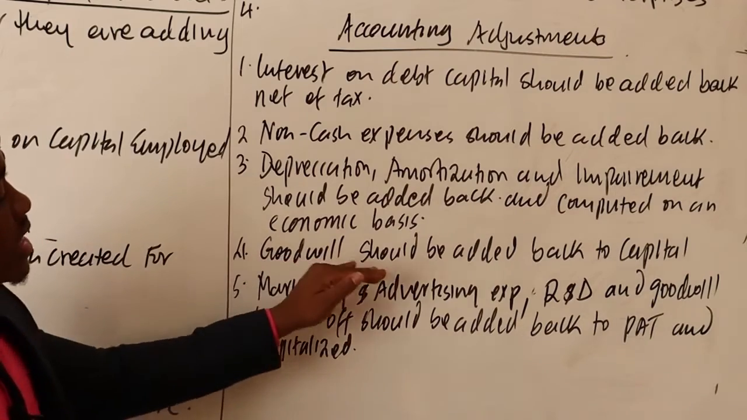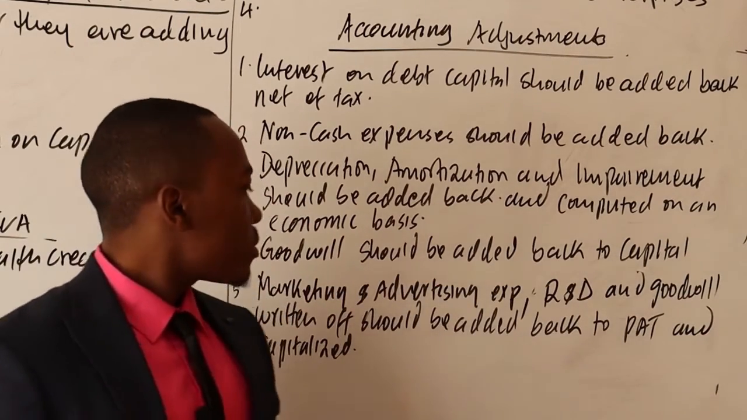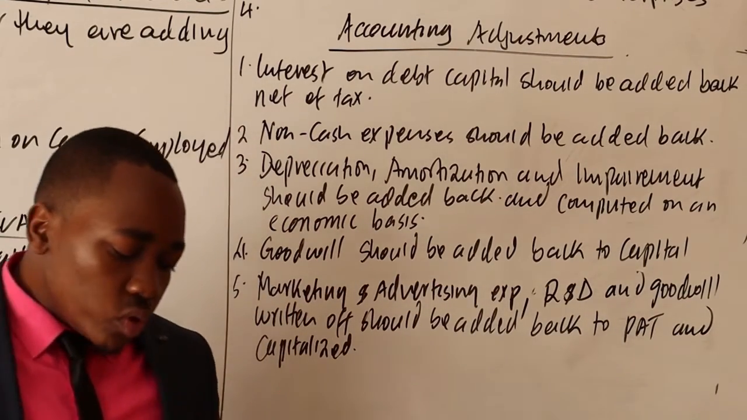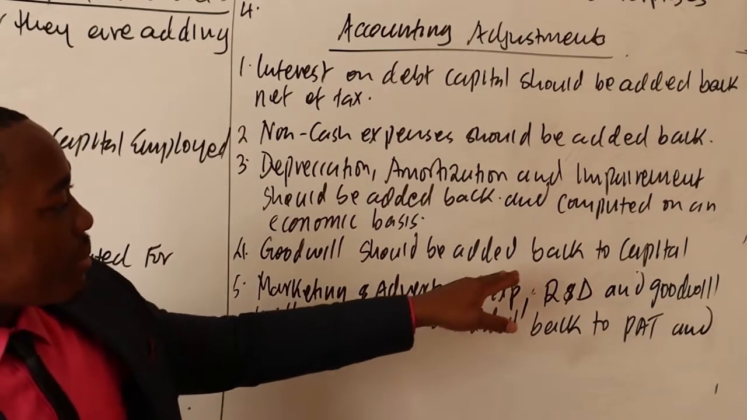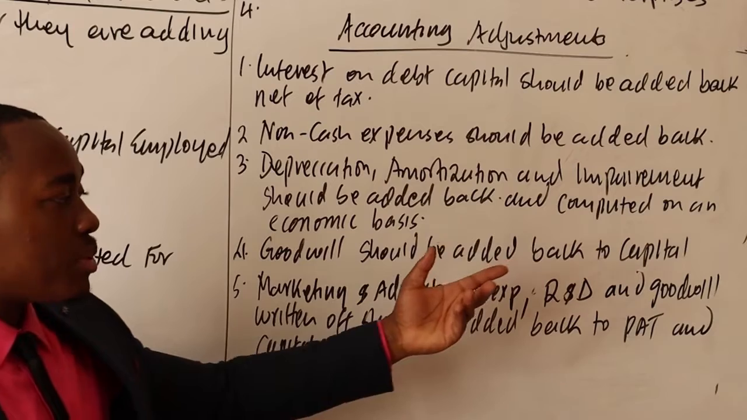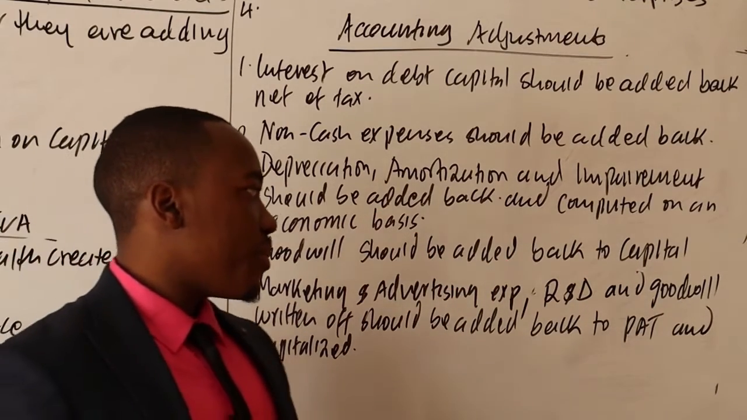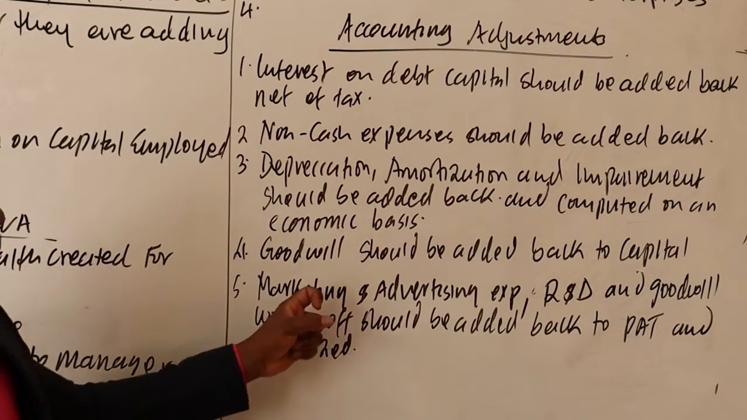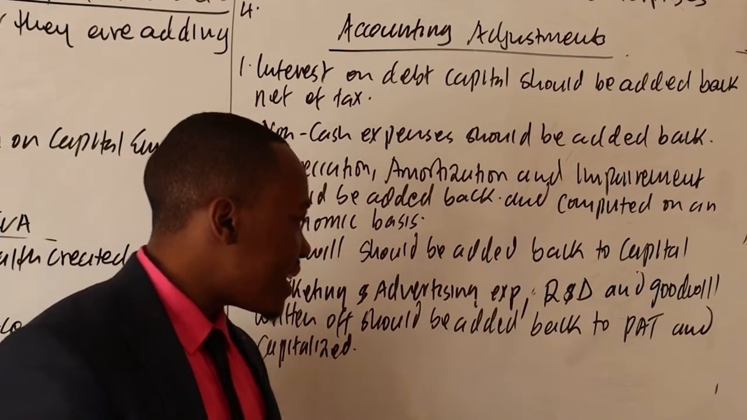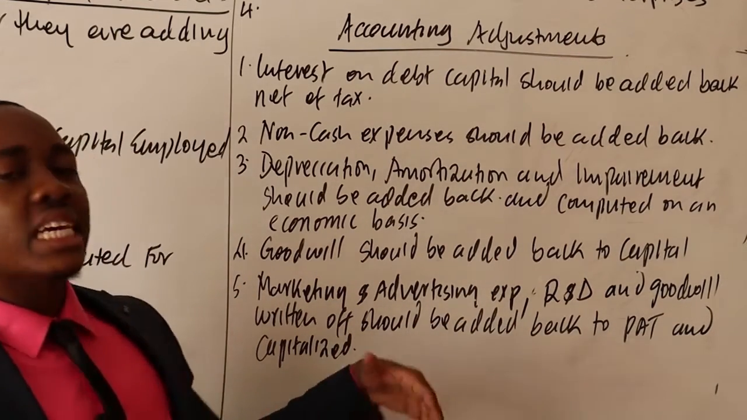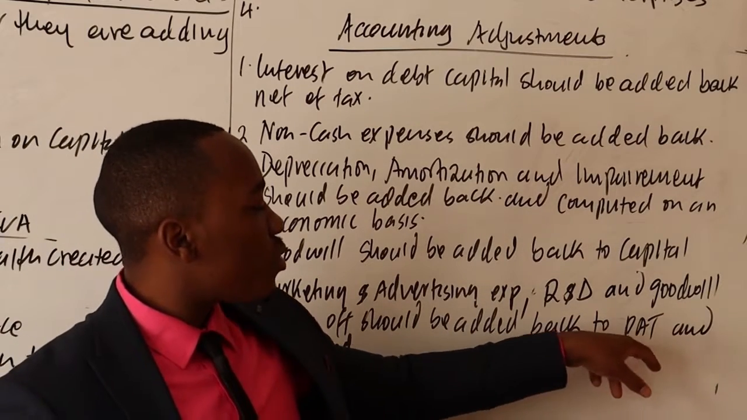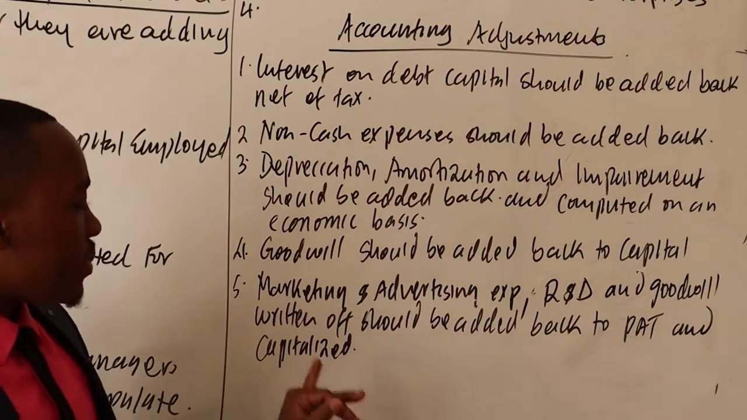Then, depreciation should be added back to capital. I mean goodwill, because goodwill is part of the shareholders' wealth. So it should be added back to the capital. And when we add that to the capital, we are adjusting for the return on the capital employed. And then lastly, marketing and advertising expenses, research and development costs, and goodwill written off should be added back to profit after tax and then capitalized.